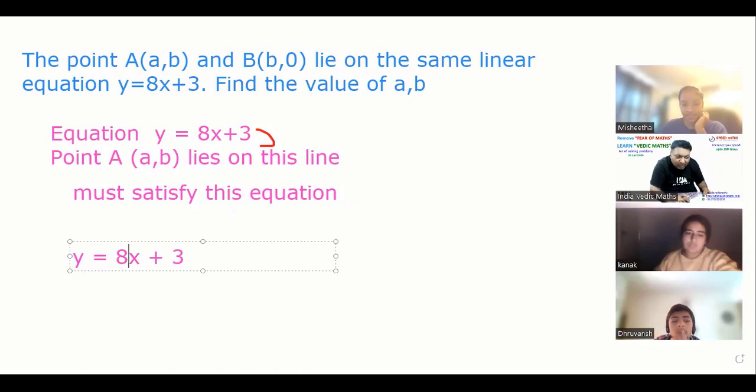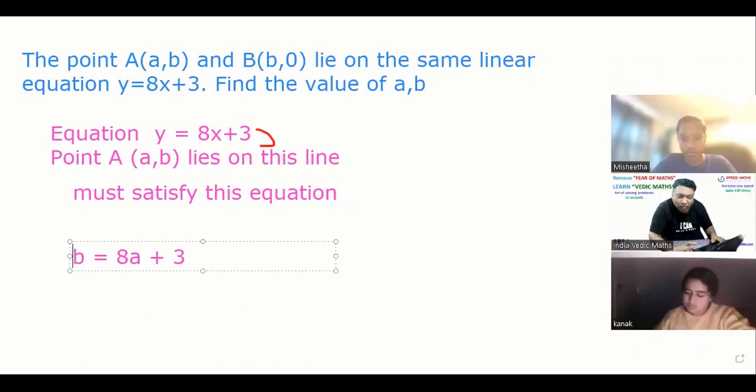Now here you put x equal to what? A, right? So instead of x it becomes A. What will you put y equal to? B. So that will become one equation: B equal to 8A plus 3. You can say equation number 1.